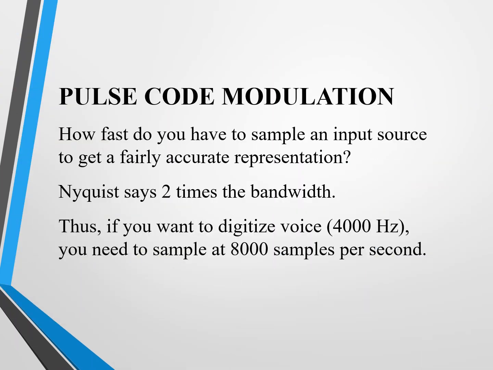Students, how fast do you have to sample an input source to get a fairly accurate representation? For this purpose, Nyquist says that we can take samples at 2 times the bandwidth. Thus, if you want to digitize voice of 4000 Hertz, then what do you need? You need to sample at 8000 samples per second. How did we get this 8000? We have a bandwidth of 4000, so if we want to digitize the voice of 4000, we need to sample at twice the bandwidth, and twice 4000 will be 8000.